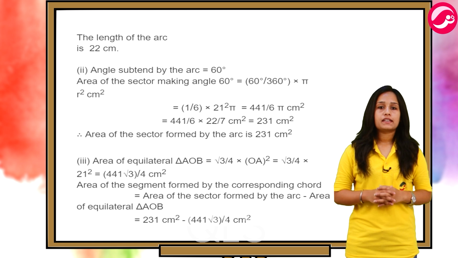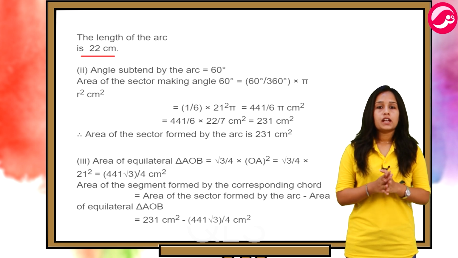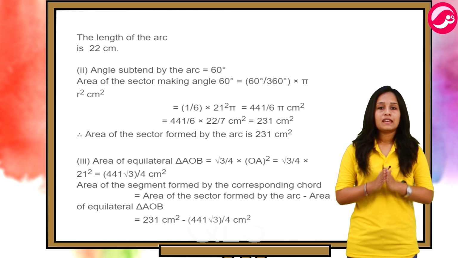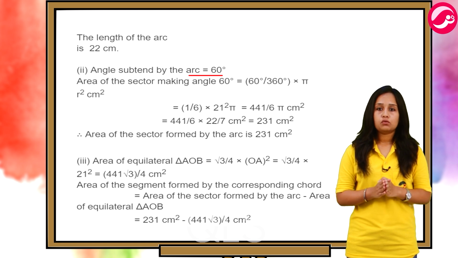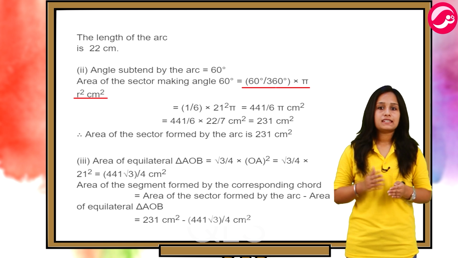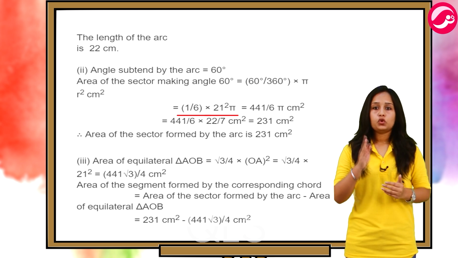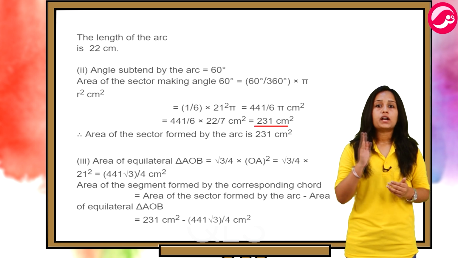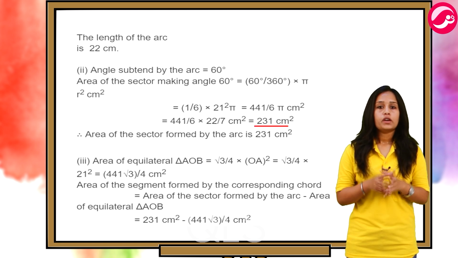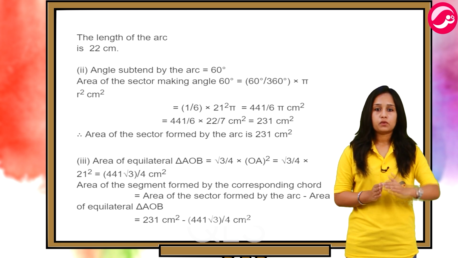So the length of the arc is 22 centimeters. Now for the second part of the problem, the angle subtended by the arc is equal to 60 degrees. Now we know that the area of the sector making angle 60 degrees will be equal to 60 by 360 into pi r square centimeter square, that is equal to 1 by 6 into pi into 21 square, that is 231 centimeter square. So the area of the sector formed by the arc is 231 centimeter square.